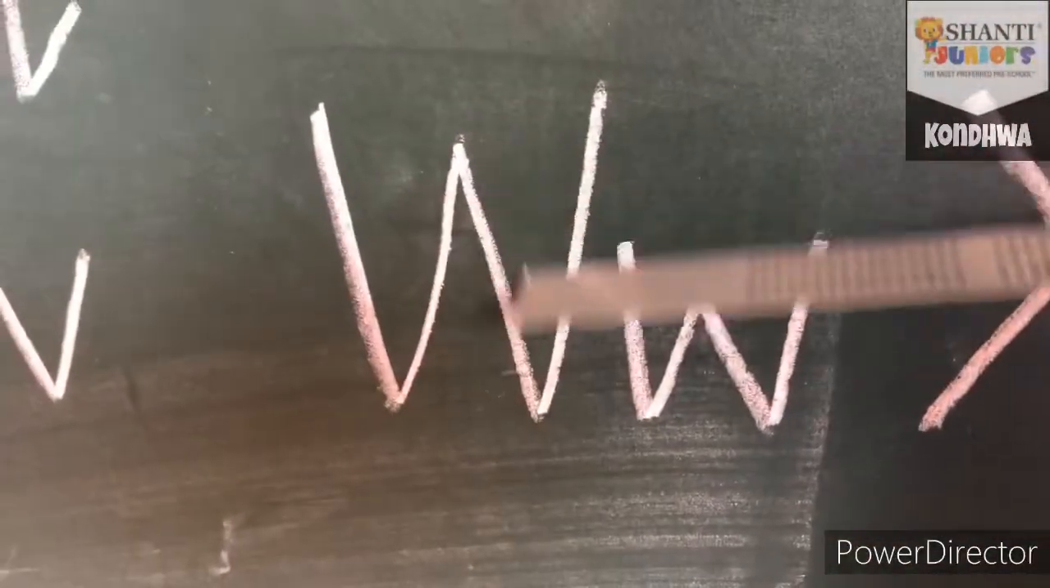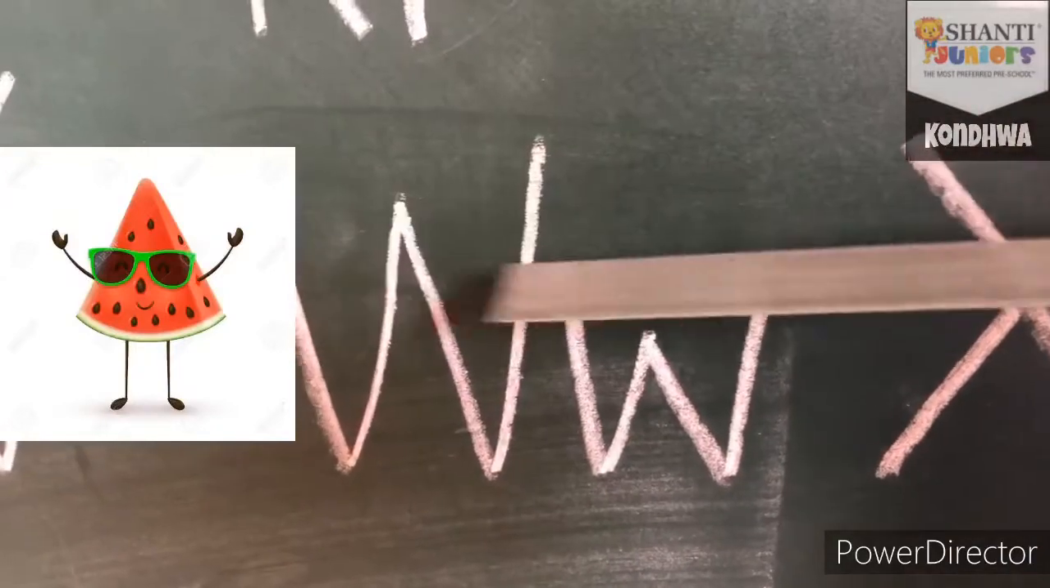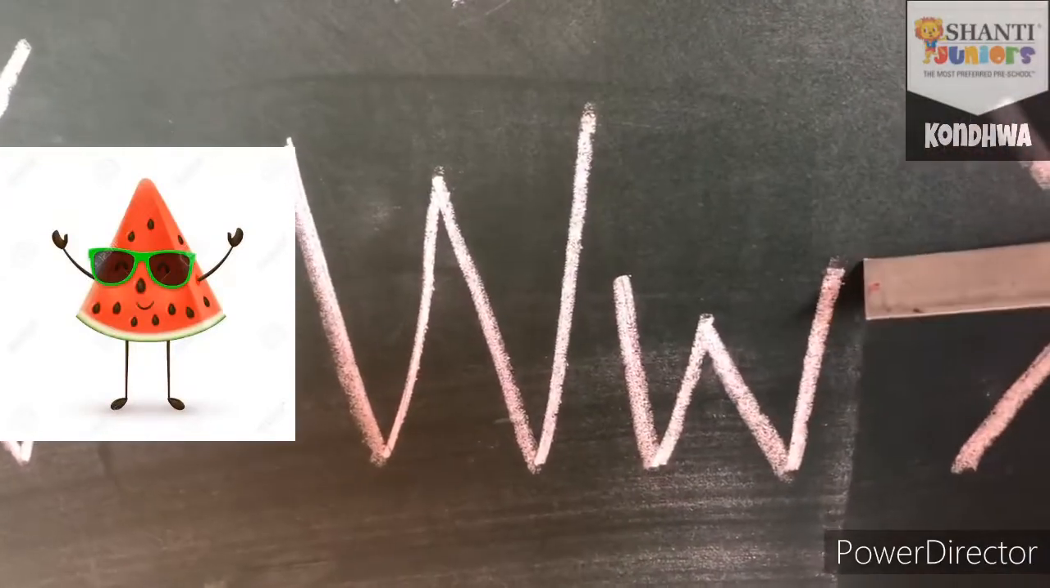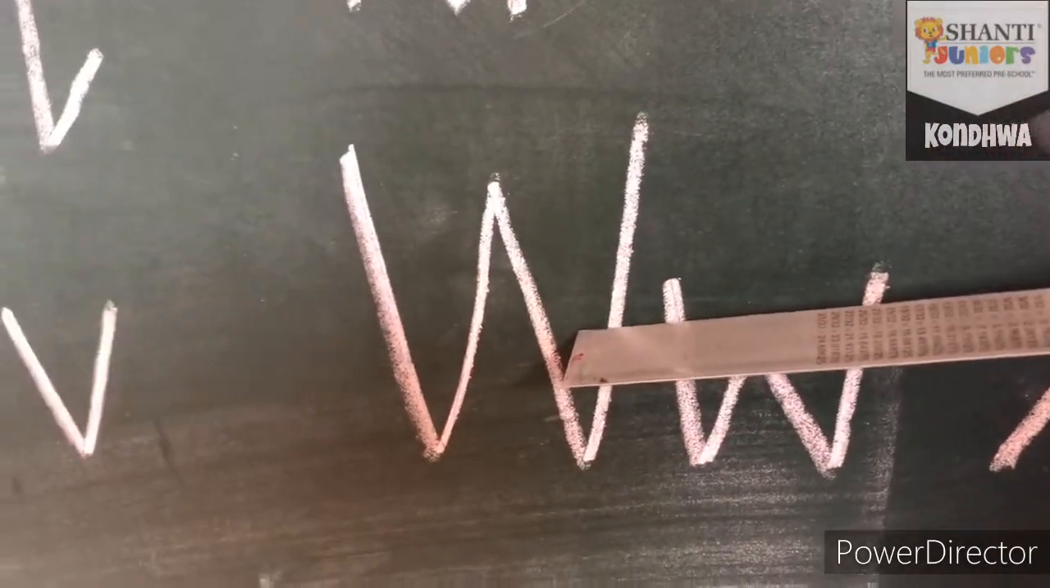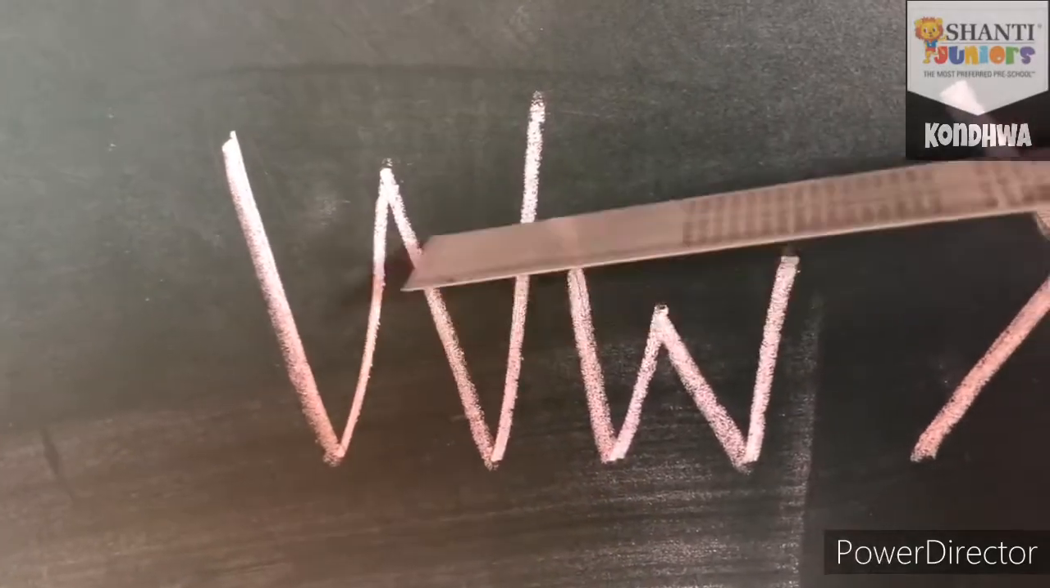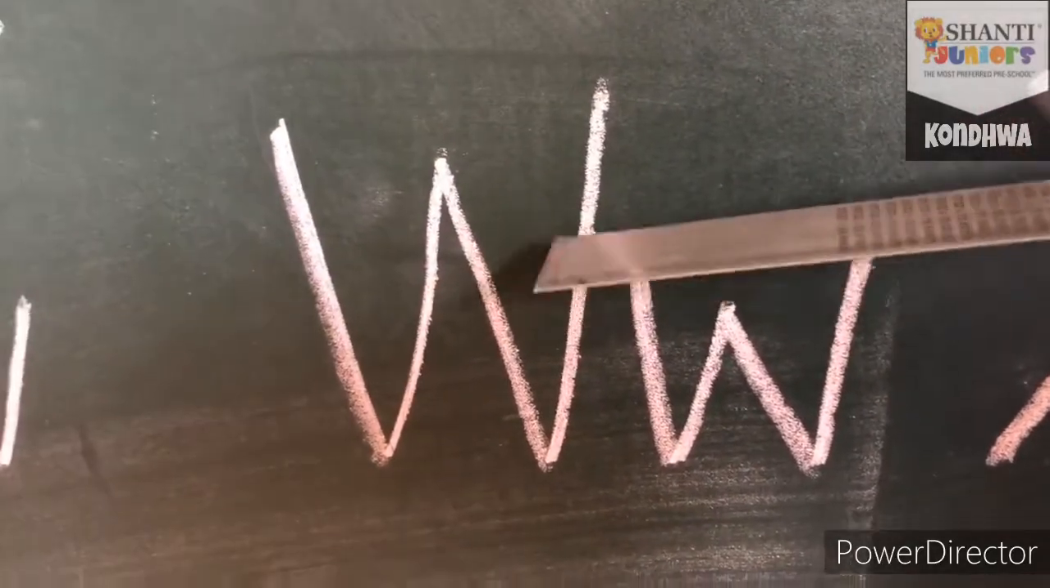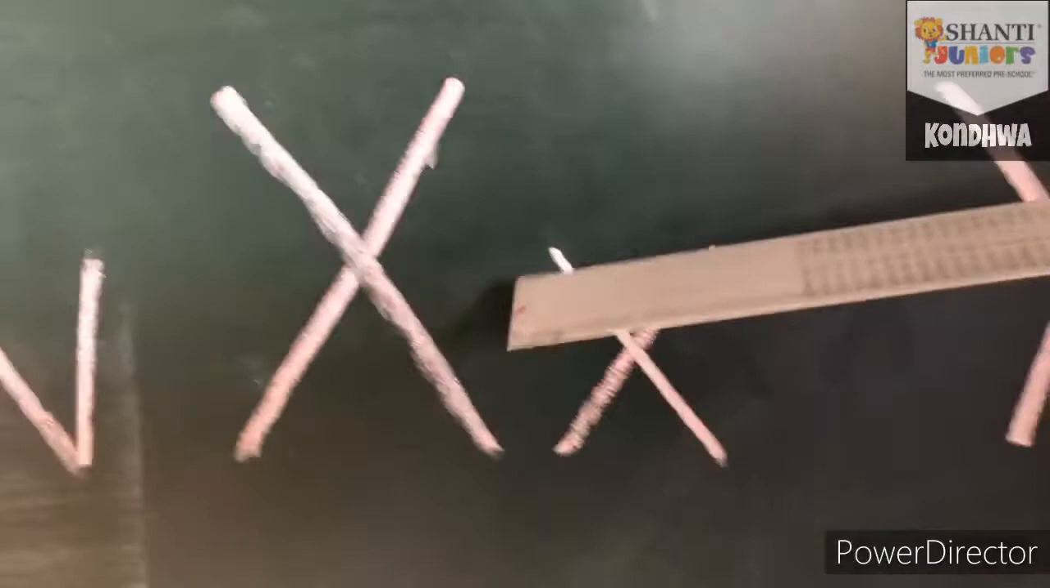This is W. This is capital W and this is small w. What comes from the letter W? W for watermelon and W for watch. Now we'll go to the next letter.